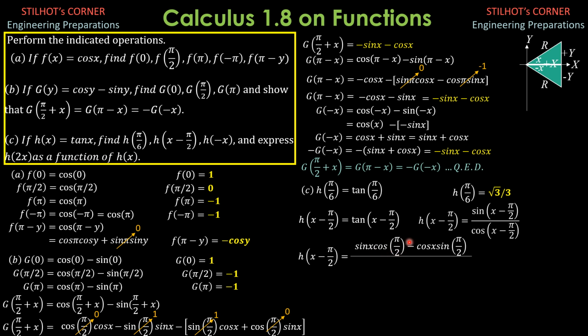Cosine of pi over 2 is 0 from our experience here, or you should remember that. Sine of pi over 2 is 1. So the numerator simplifies to negative cosine x. Cosine pi over 2 is 0, so this whole first term in the denominator is 0. Sine pi over 2 is 1, so the denominator is sine x. So therefore, it is equal to negative cosine x over sine x, and it is negative cotangent x. H of x minus pi over 2 is negative cotangent x.